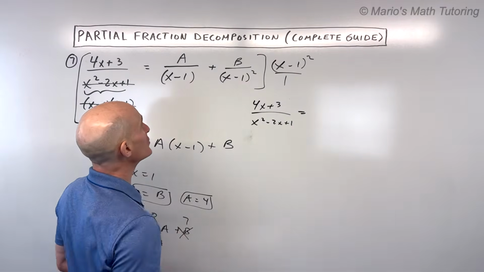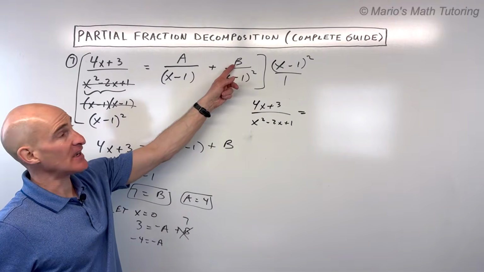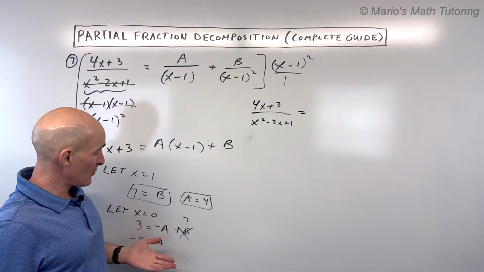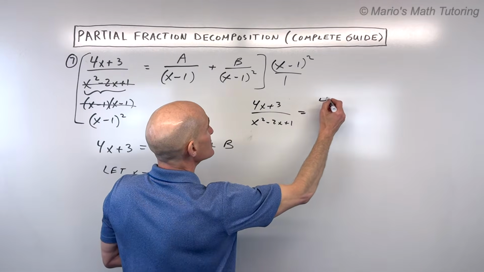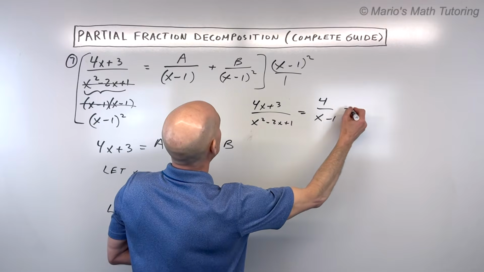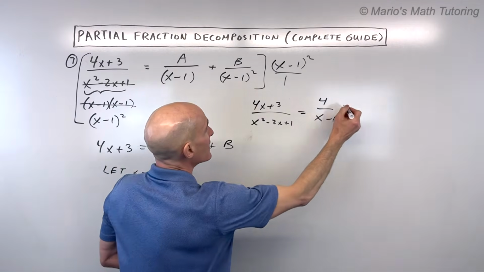Again, remember the reason that we're doing this is because somebody might have made this a and this b, or they might have picked variables c and d, right? So you want to kind of write the actual fractions, okay? And this is 7 over x minus 1 squared.